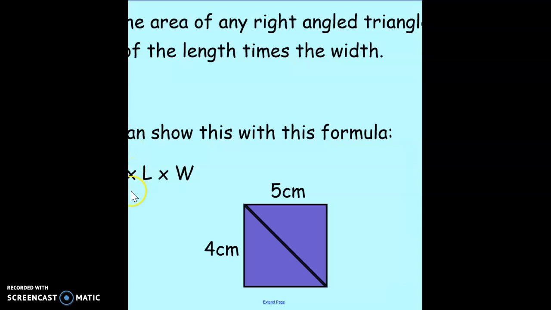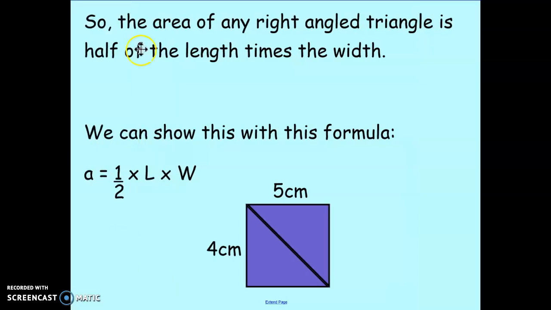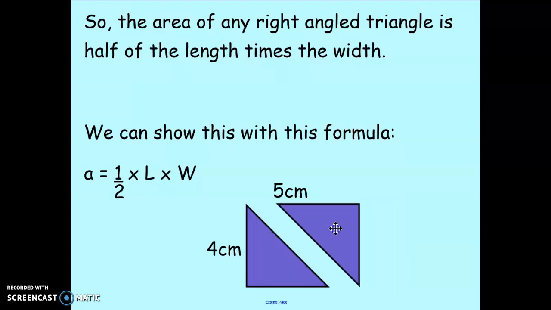I need to make my screen bigger, don't I? This is summarizing what I've just taught you. The area of any right angle triangle is half of the length times the width. Look at this rectangle here. This is 4 centimeters wide and 5 centimeters long. 4 5s are 20. So the area of the rectangle is 20 centimeters squared. The area of any of the right angle triangles, you put two 10s together, you're going to get 20. It's going to be half of 20, isn't it? So the area of a right angle triangle is half times the length times the width.